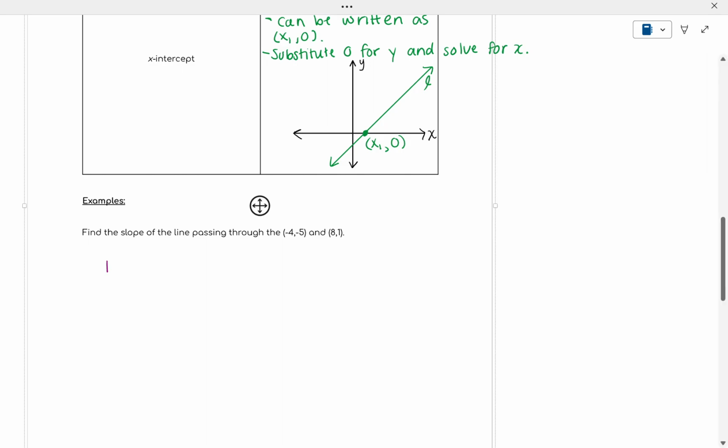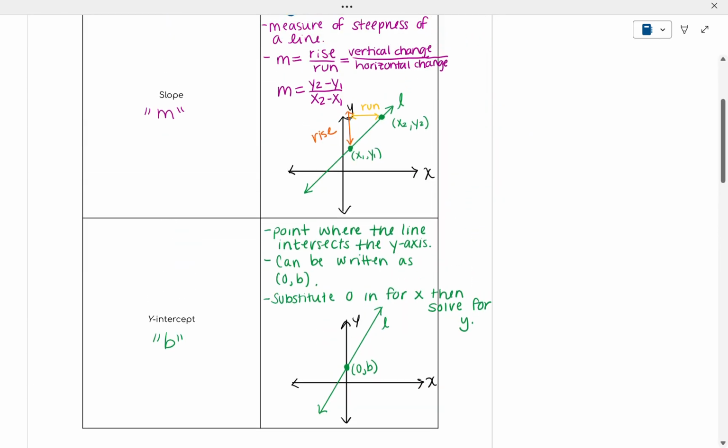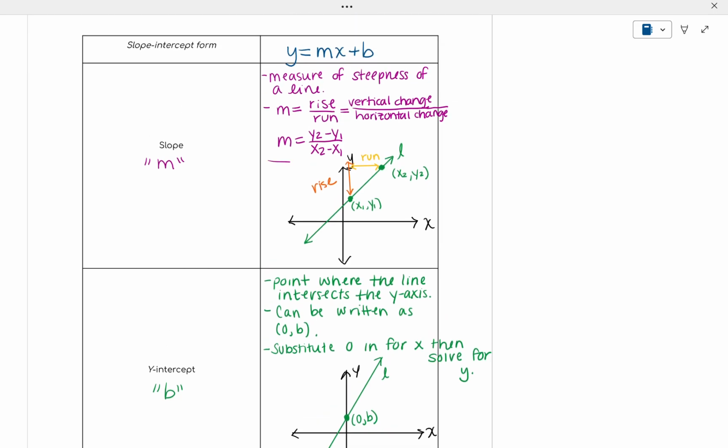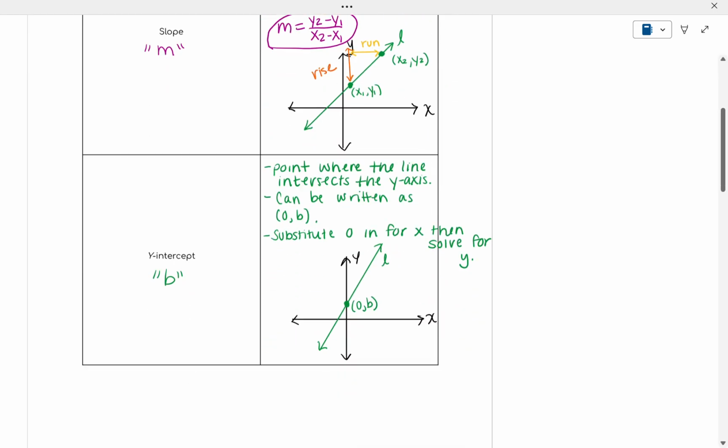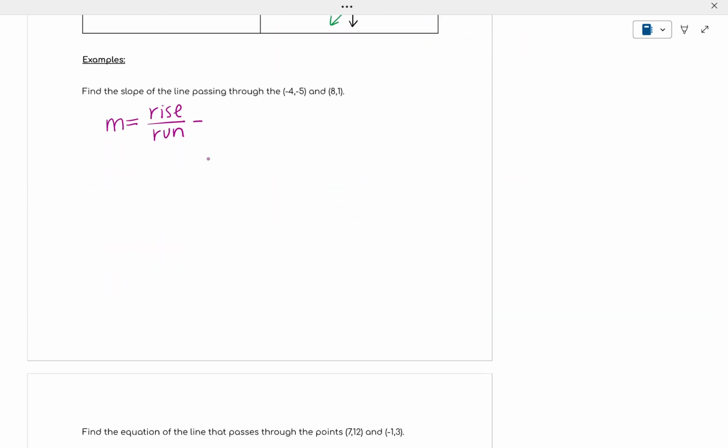So remember that m represents slope, and that is equal to the rise over the run. And as we said earlier, if we refer back to this formula right here, m is equal to y2 minus y1 over x2 minus x1. And so let's first identify what x1, x2, y1, y2 are. So this one is x1, y1, 8 is x2, 1 is y2.